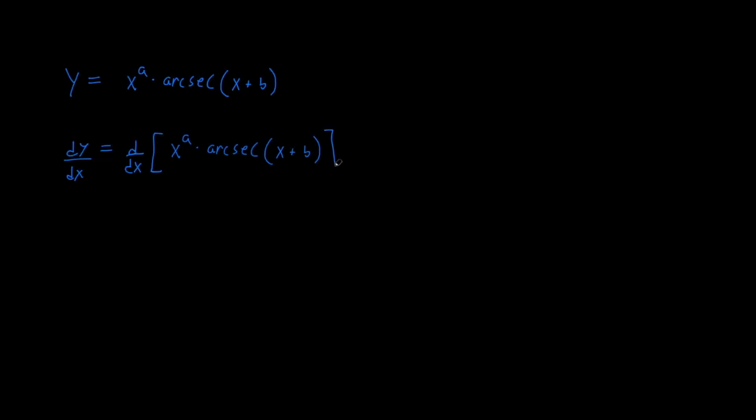And it looks like we can use the product rule, where x to the a is the one function and arc secant of x plus b is the other. So let's rewrite it broken up like that. We have the derivative of y equals the derivative of x to the a times, and I will copy this.